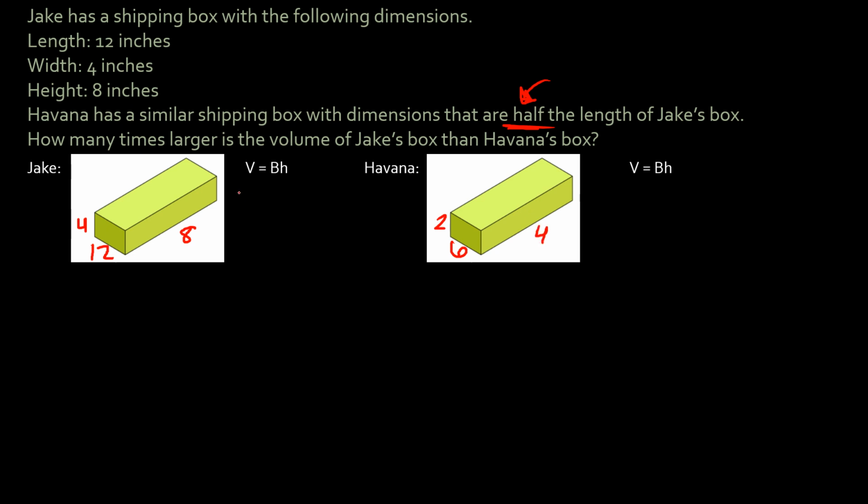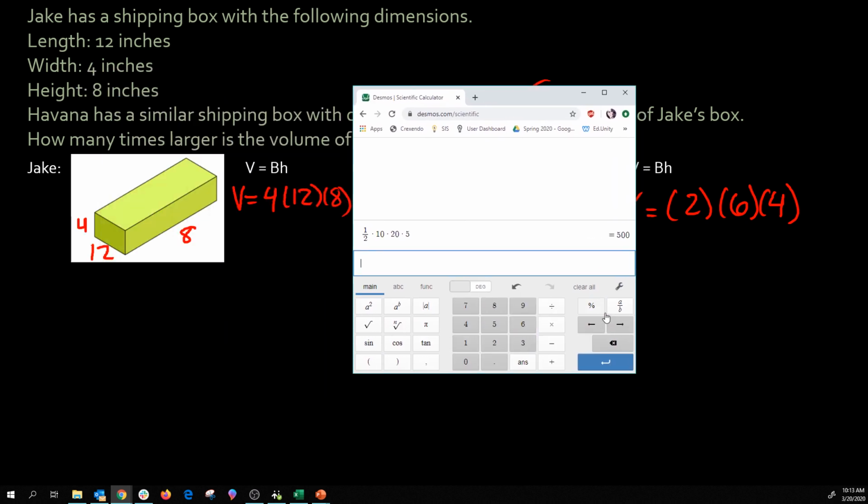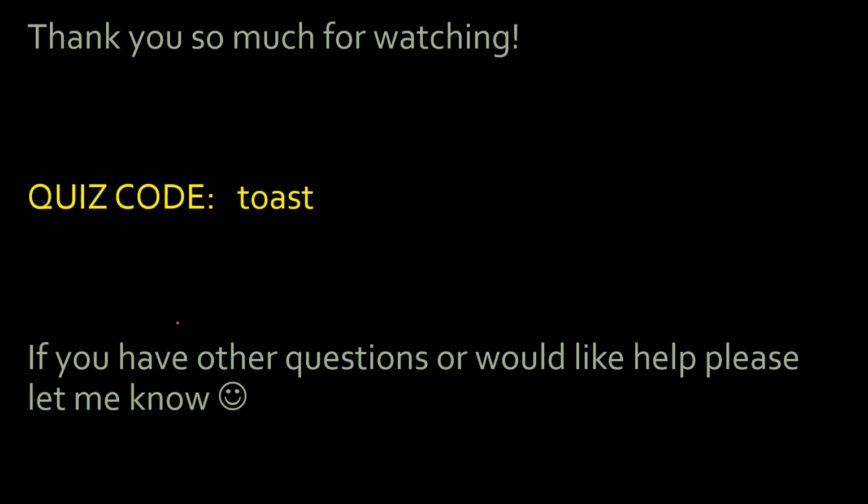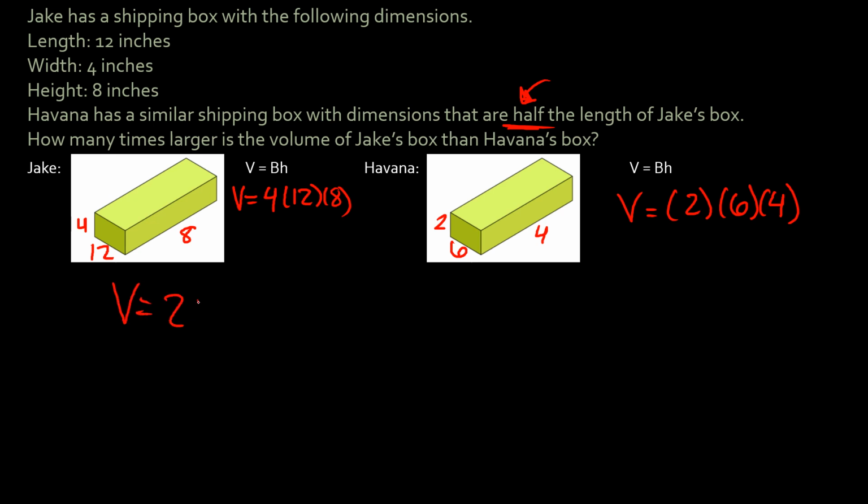Now from here, I can go in and find my volume formula, right? Multiply all three of my numbers together. Again, remember, whenever you're solving for volume, you are multiplying three numbers from your problem. And then let's grab our calculator to help us again with this multiplication. So Jake's box would be 4 times 12 times 8. Havana's box would be 2 times 6 times 4. Alrighty, let's see. So Jake's box would have 240. And then Havana's box was 48.